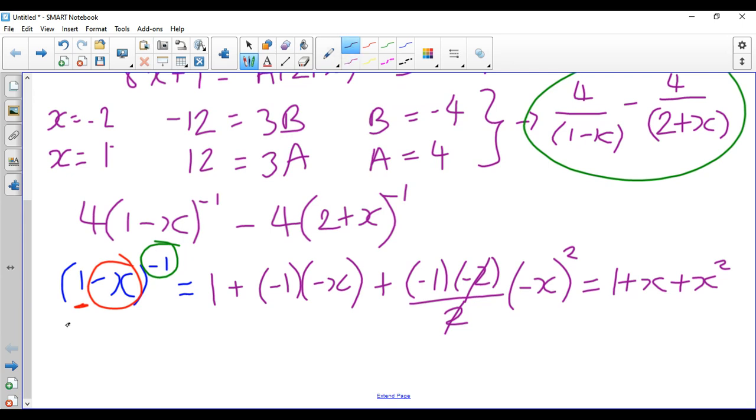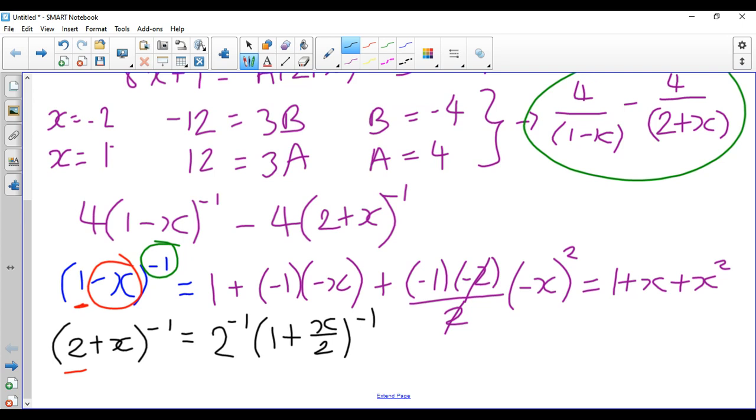To the second one. So I've got 2 plus x to the minus 1. Quick look. Is it a 1 in the leading position? No, it's not. So they're making us work a little bit harder on this one. I'm going to have to factorize out that 2. Remember, it has to keep the power. And then I've got 1 plus x over 2 to the minus 1.